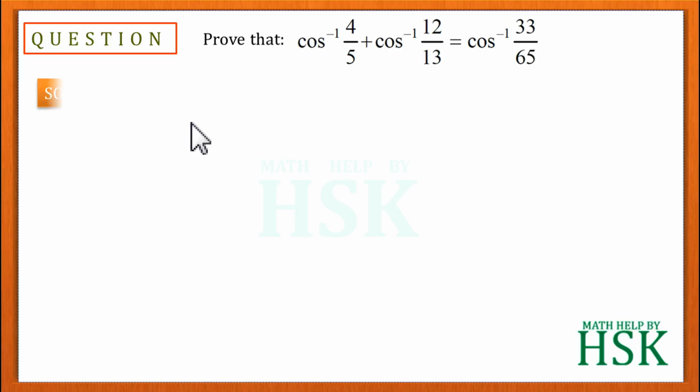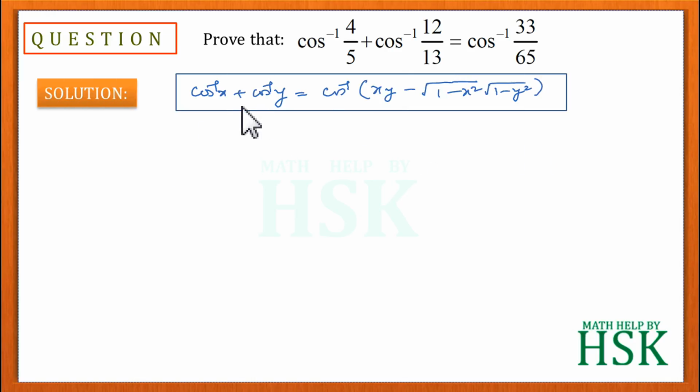Okay, now to solve this question I am going to use this formula. Cos inverse of x plus cos inverse of y is equal to cos inverse of xy minus square root of 1 minus x square into square root of 1 minus y square. At the end of this question I'm going to also tell you how you can remember this formula, and the only thing required is the knowledge of class 11th about the trigonometric identities. If you know them, you can easily remember this formula.